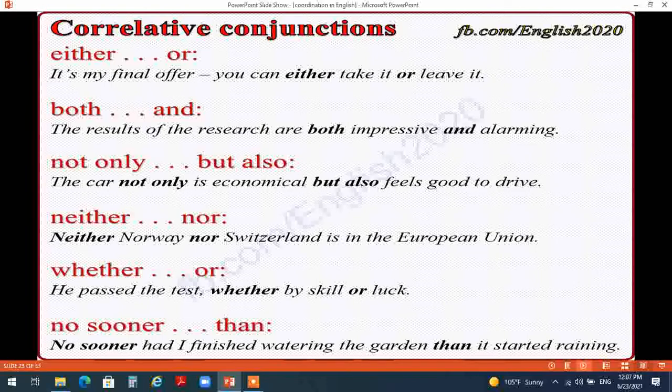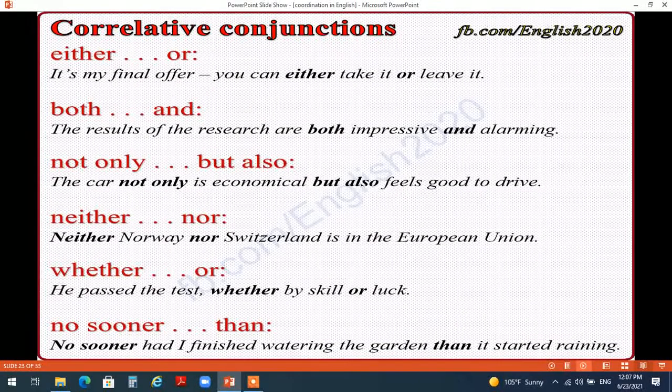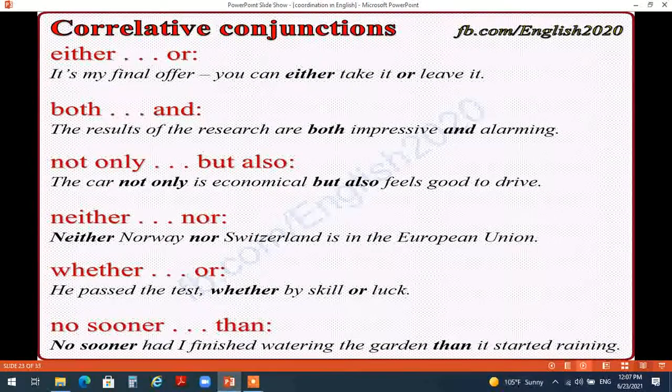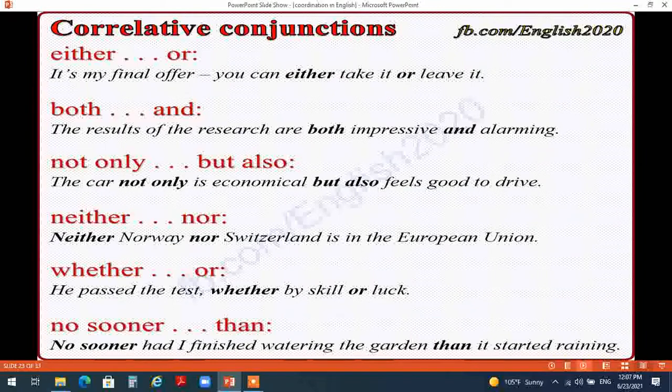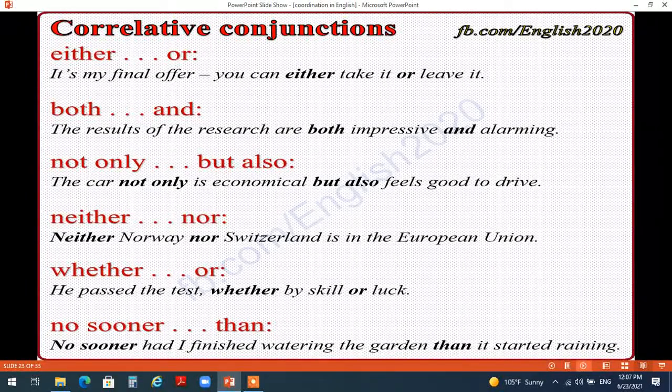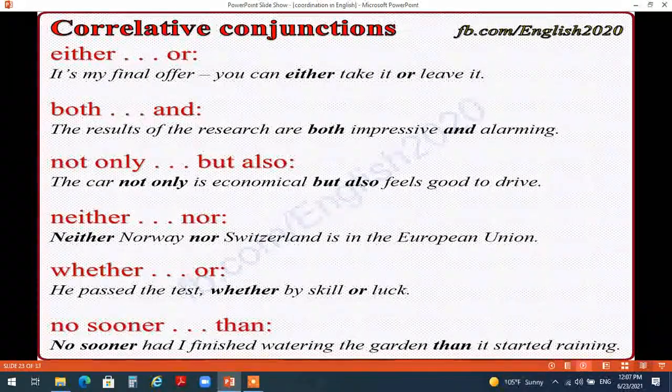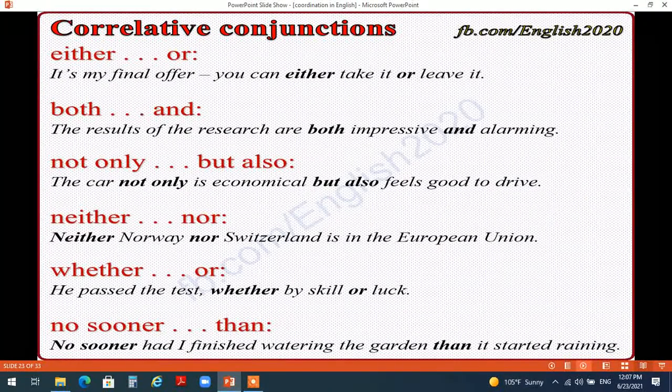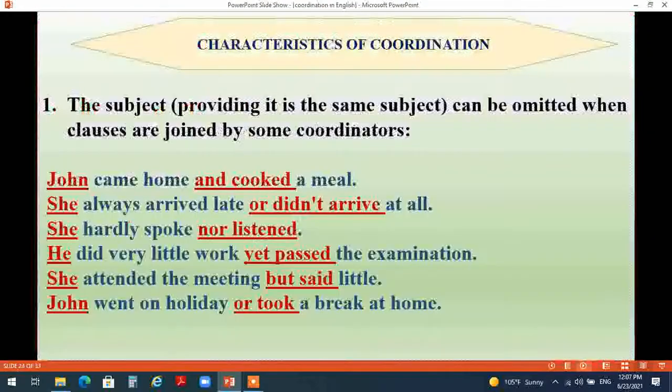Neither Norway nor Switzerland is in the European Union. Whether or, also to give some choice. He passed the test, whether by skill or luck. And also we have no sooner than. No sooner had I finished watering the garden than it started raining. So these are the correlative conjunctions, and how they can be used in sentences.